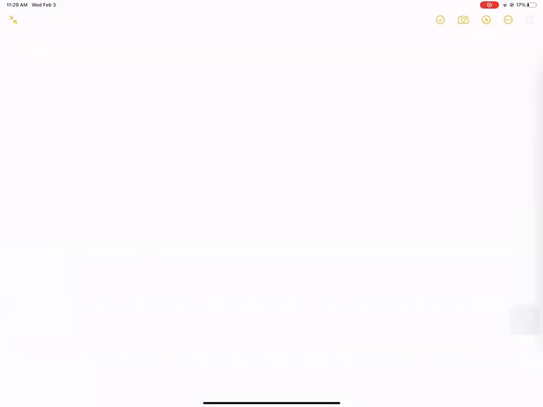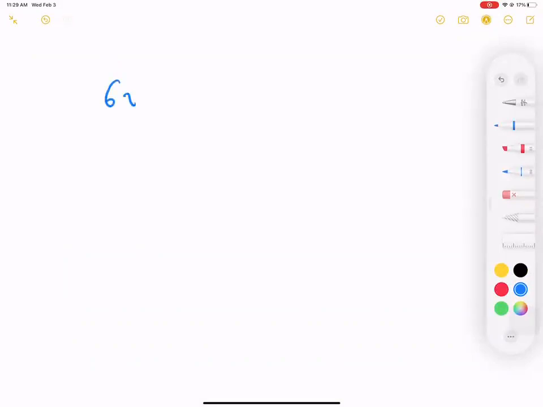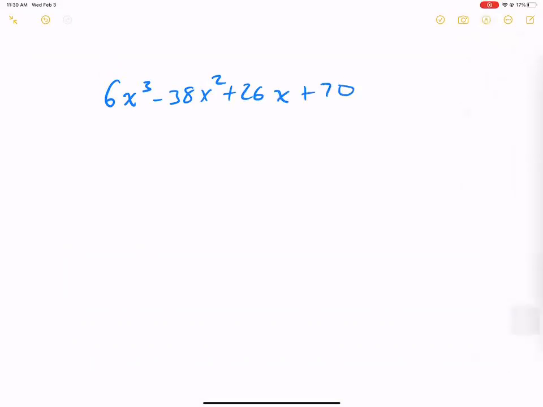So let's take our first example here, and that's going to be 6x cubed minus 38x squared plus 26x plus 70. Okay, we're jumping right off the deep end. This is a huge number. Now, my first skill is to teach you how to write the roots. These roots here are going to be special because of this number in the front.